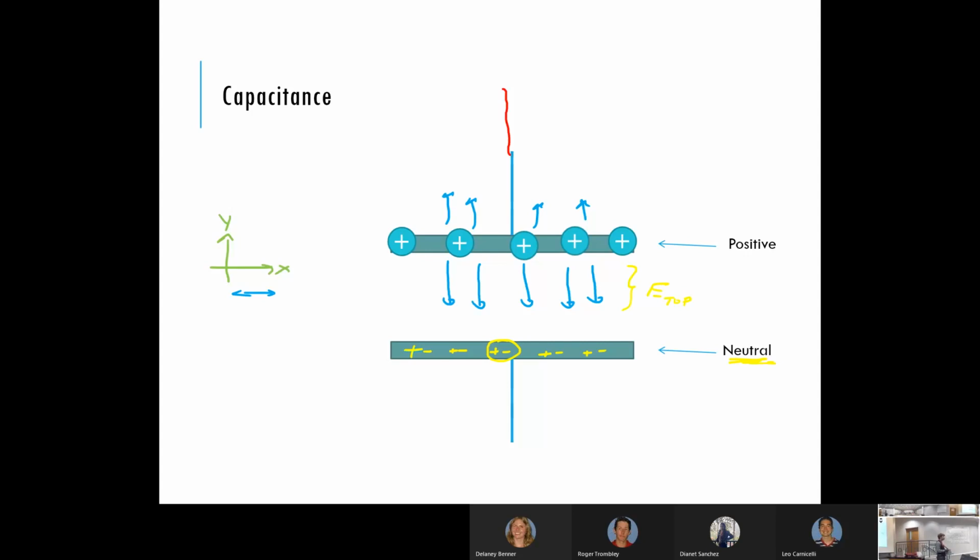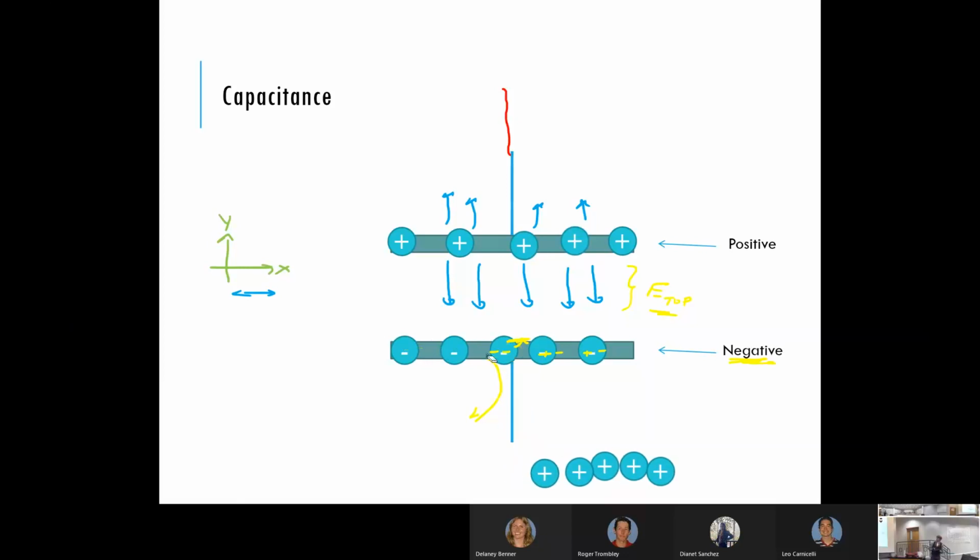Will the positive be pushed off? The positive will be pushed off. In other words, this positive and negative charge sees this electric field due to the top plate. The positive charges say, I don't like that, we're going to get away from that thing. The negative charges are going to say, yay! And they're going to sit here on the surface if they can.